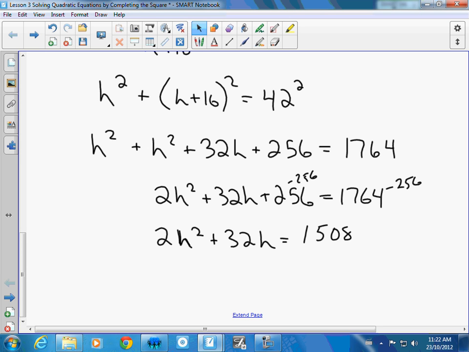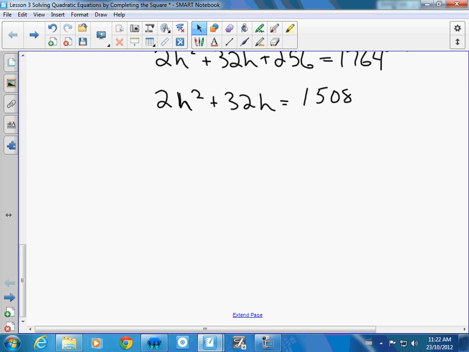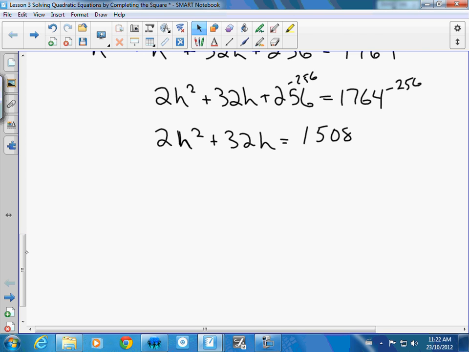That would probably be a good idea. Get rid of the number in front of the h. Right? So how do we get rid of the number in front of the h? You take the whole thing and you divide by 2. You could put a line underneath if you want, or put a line underneath each one.